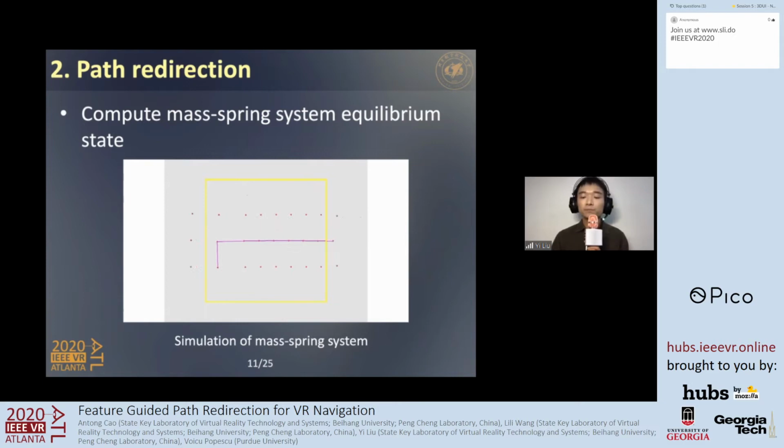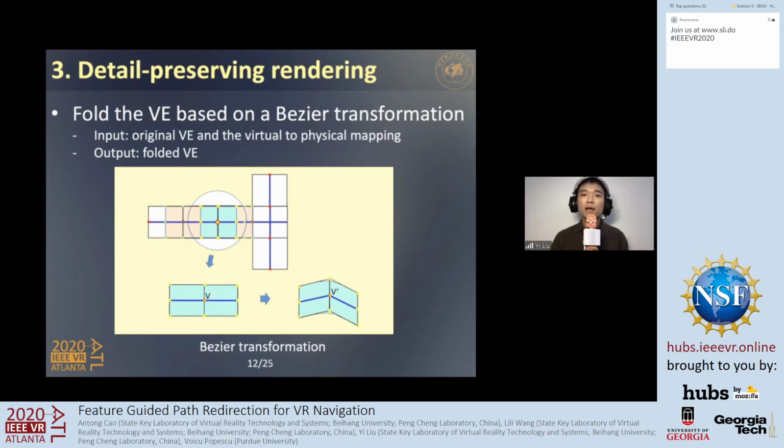In detail preserving rendering, we first fold the VE based on a Bezier transformation. The inputs are the original VE and the virtual-physical mapping. The output is a folded VE. For example, for these blue and red angles in the VE, we transform vertex V to vertex V prime through the Bezier transformation, which relies on the virtual-to-physical mapping computed offline.